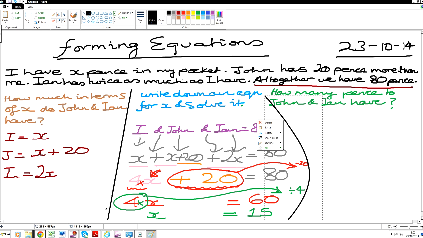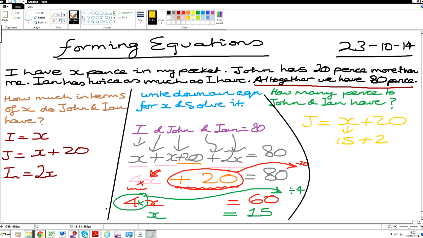That'll do. Okay, let's get back to our pens. How many pens do John and Ian have? Now, let's go back to our original equation. What did John have? John had x plus 20. What is the value of x? 15. So where you see the x, you put a 15. 15 plus 20 is equal to? 35. So John has got 35.